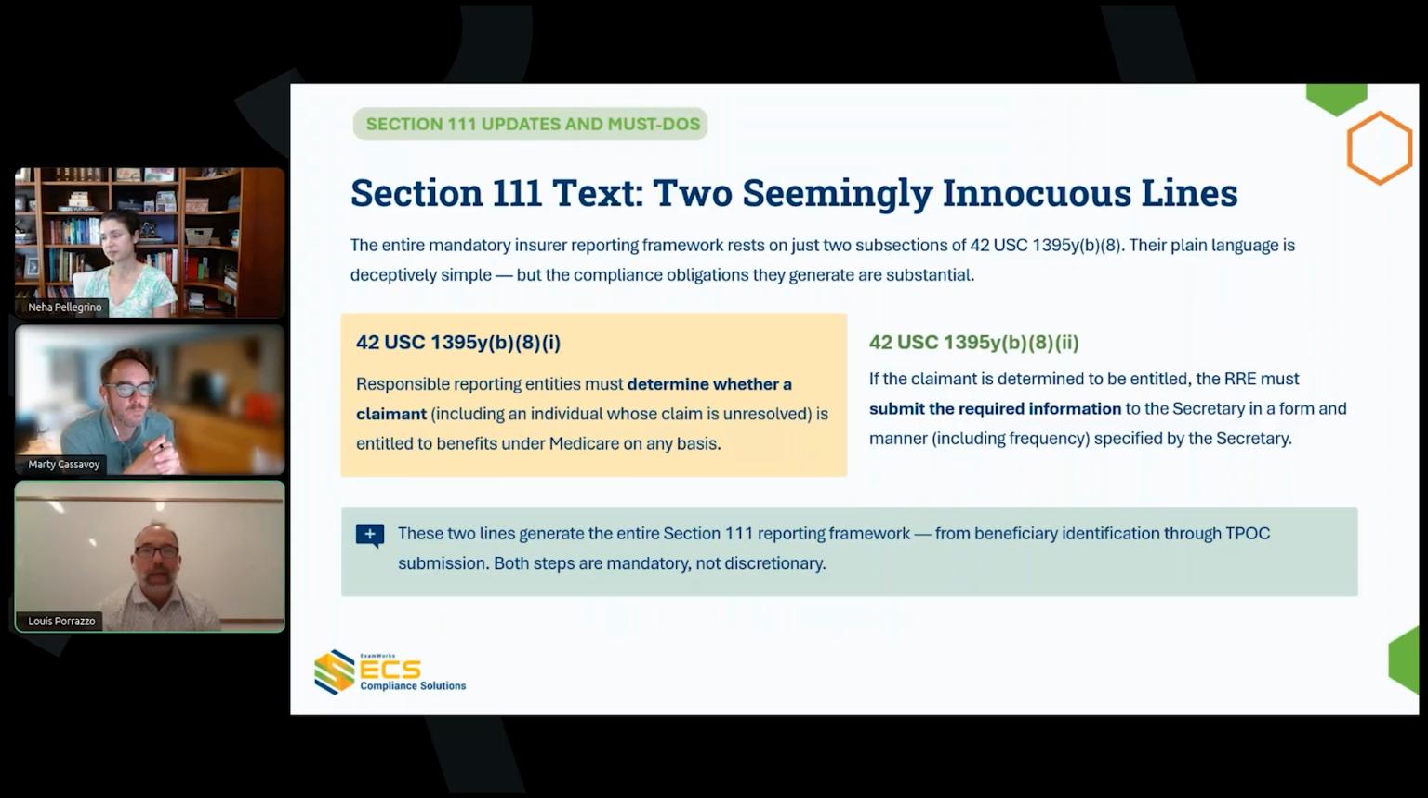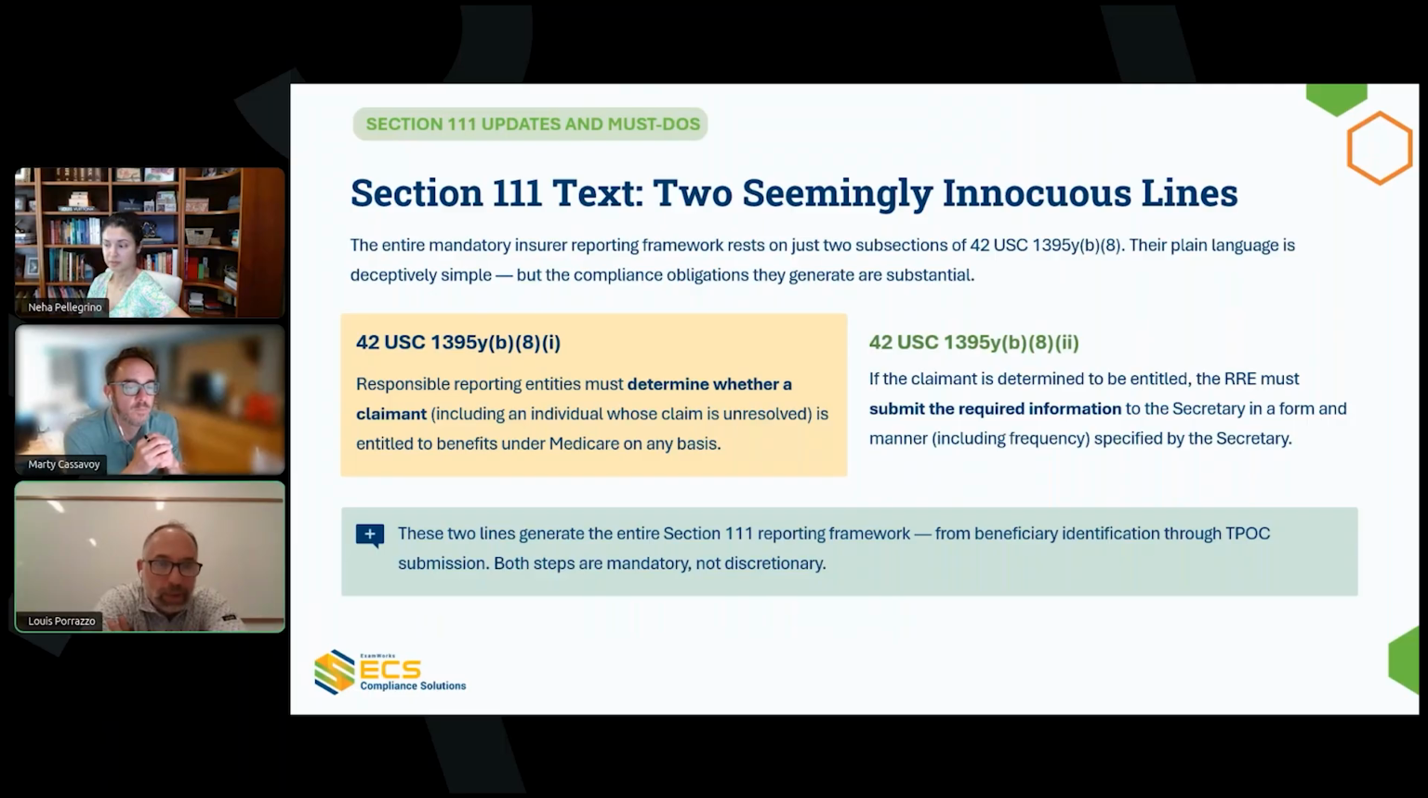I think it's important to talk about Section 111 and two seemingly innocuous lines that come from the statute itself. The entire mandatory insurer reporting framework rests on just two subsections of 42 U.S.C. 1395y. The plain language is deceptively simple, but the compliance obligation is substantial. So it's important to dive into these and look at them in a way to figure out what Medicare is actually saying in this.